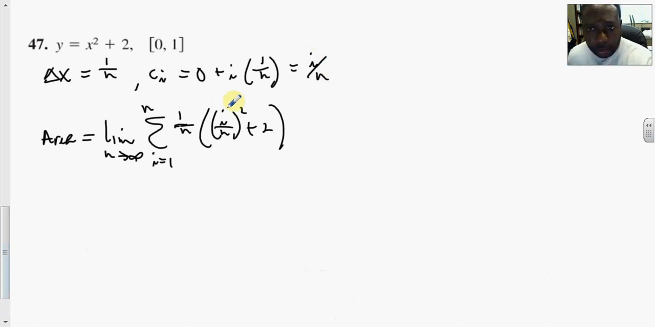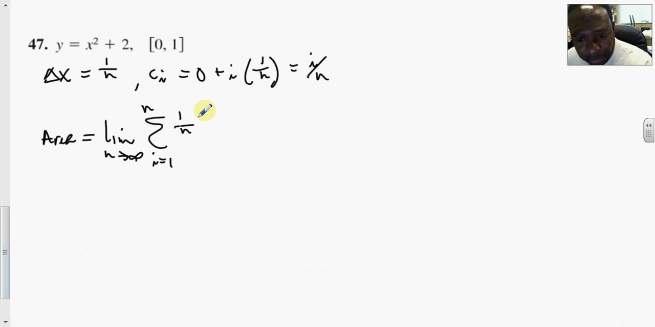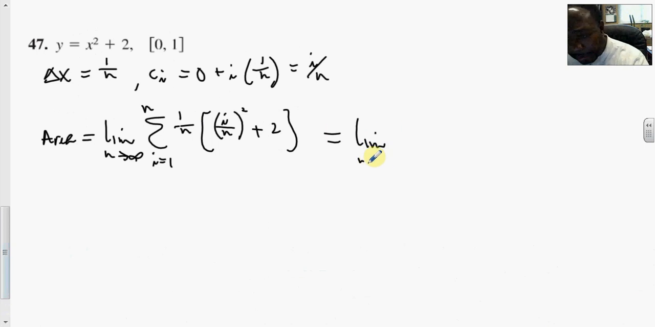Okay, so let's continue. Let me write this a little bit better. I think I was using brackets. So the function f of c sub i becomes i over n, which represents the x, to be squared plus the 2. And we got the thickness. I just put the delta x right there. So this is the limit as n goes to infinity, the summation as i goes from 1 to n.